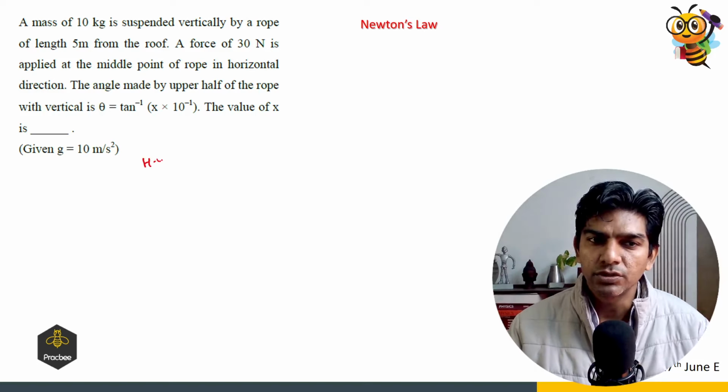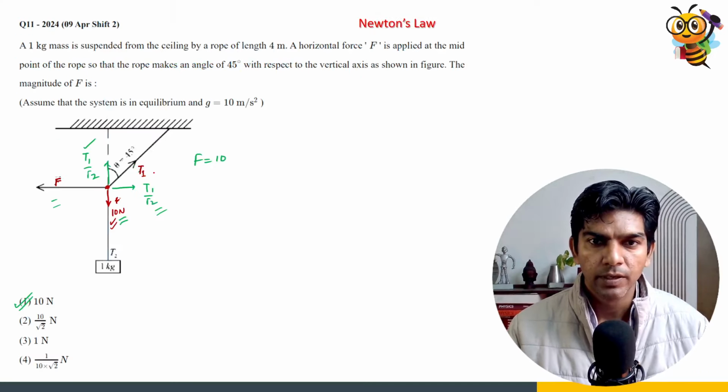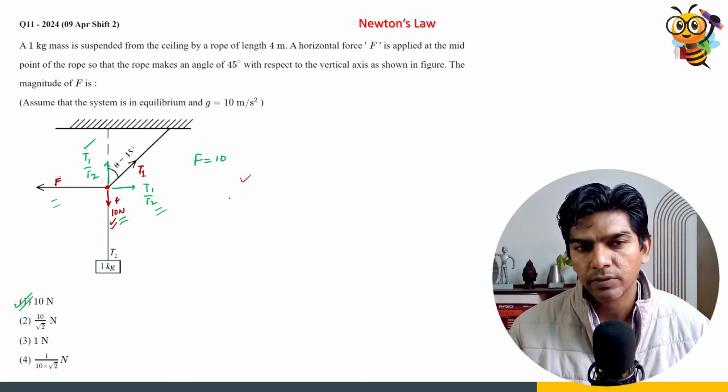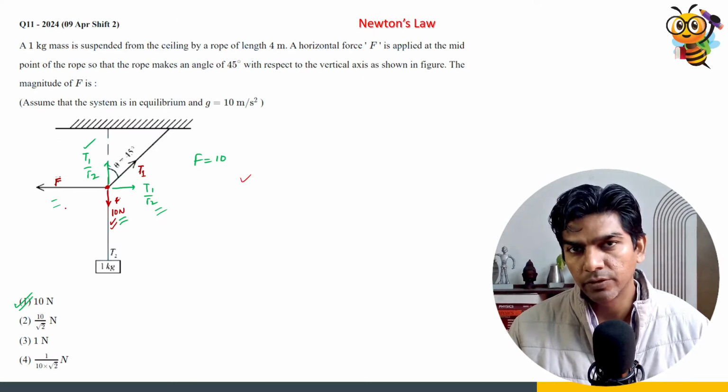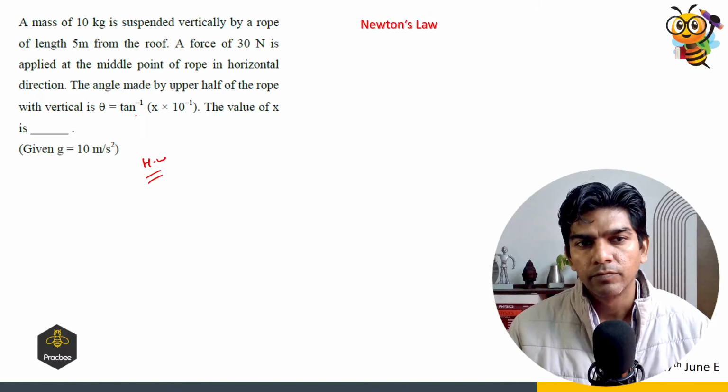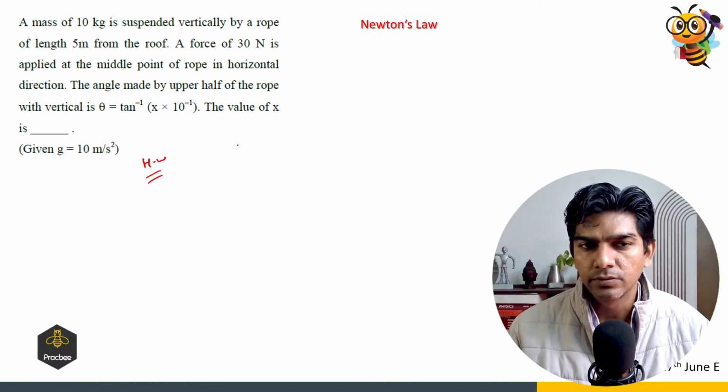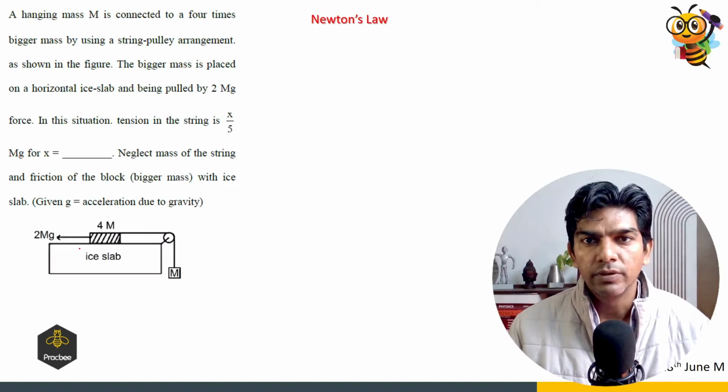Now the similar question we have done, let me show you that question. This question is similar to that. Here the angle is given and we have to find the applied force, but here we have to find the angle and the force is given. So I'm keeping this as a homework, so try to solve this. If you try to solve this, you will get x as 3. Okay, so now let's see this question.